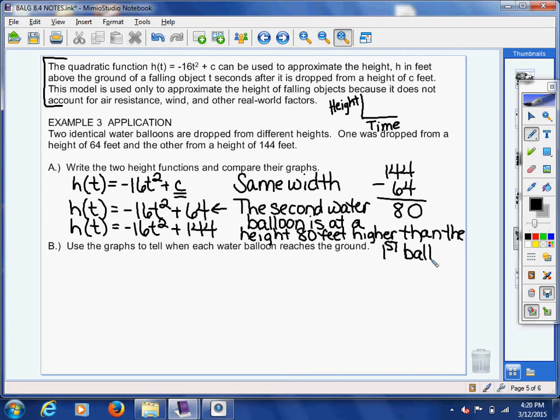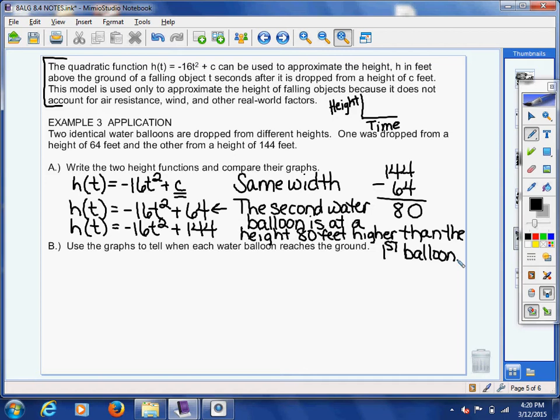Okay, so hopefully you saw the real easy math. It's very simplistic math when you're comparing the vertical translation of these two water balloons. You just take the higher height and subtract the lower height from it. And that's the distance between those two heights. And that's the vertical change that happened between the two water balloons.